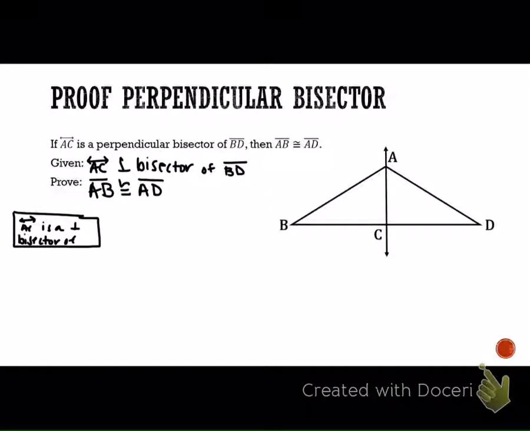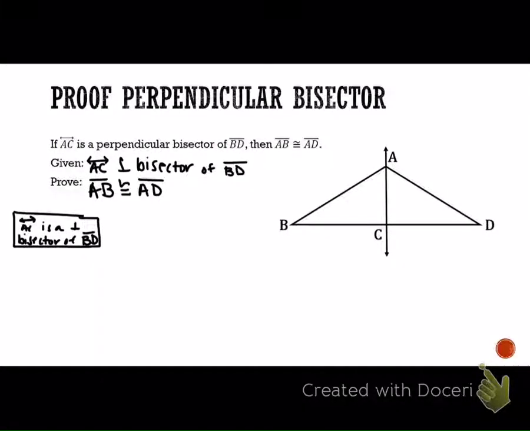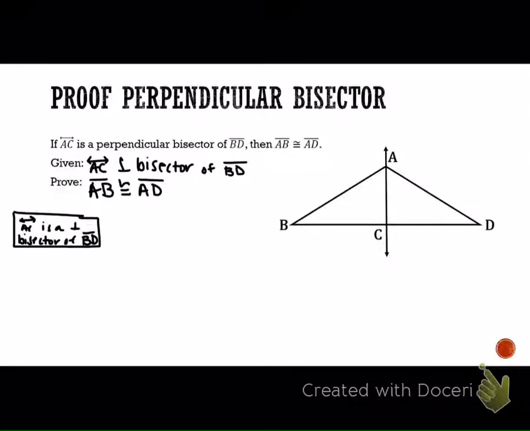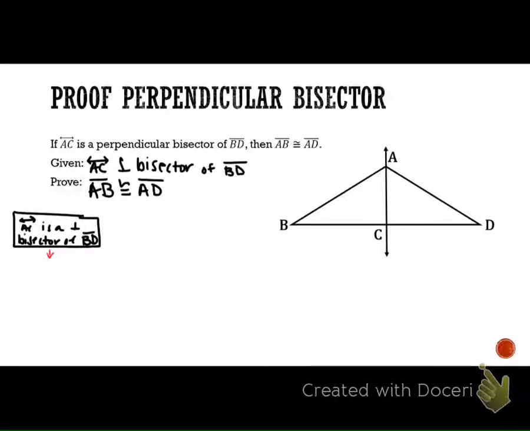So, what do I know because AC is a perpendicular bisector of BD? Tell me something I know. What is something I know because that is a bisector of that? Bisect means to cut into two equal parts. Perpendicular means forms right angles. So, what do I know? Hayden? BC is congruent to CD by the definition of a perpendicular bisector. So that's one thing we know.